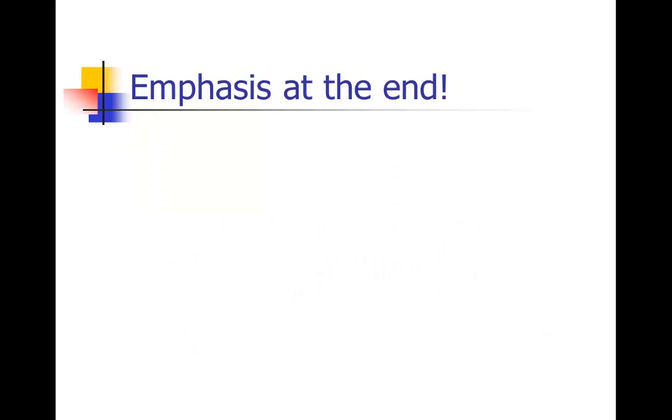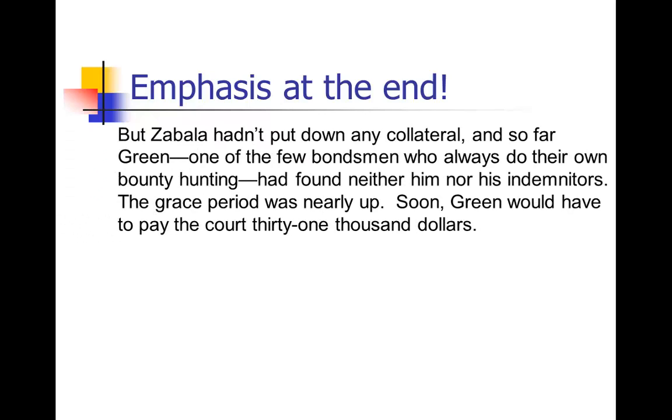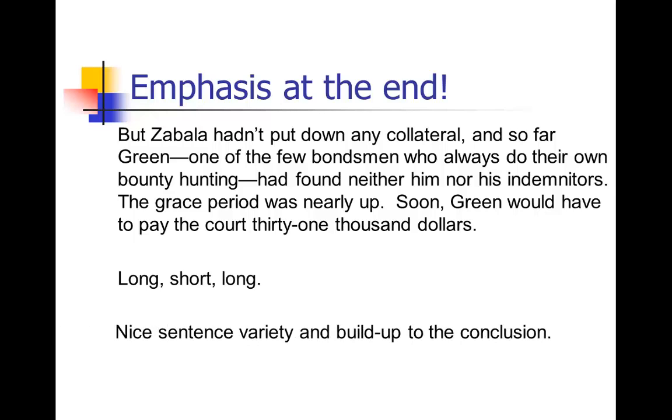And then one more thing I want to point out about this paragraph, it has a really nice ending, okay? So it ends, but Zabala hadn't put down any collateral, and so far Green, one of the few bondsmen who always do their own bounty hunting, had found neither him nor his indemnitors. So notice the use of dashes in that sentence. That's a long, complex sentence with dashes and everything. And then we get a short sentence. The grace period was nearly up. Soon, Green would have to pay the court $31,000. So we get this long sentence, complex sentence, short sentence, and then a little bit longer sentence. Notice the variety in the sentence structure. That provides a really nice build-up for the conclusion there. And it ends with this memorable conclusion. Well, this person Green is going to owe the court a lot of money.